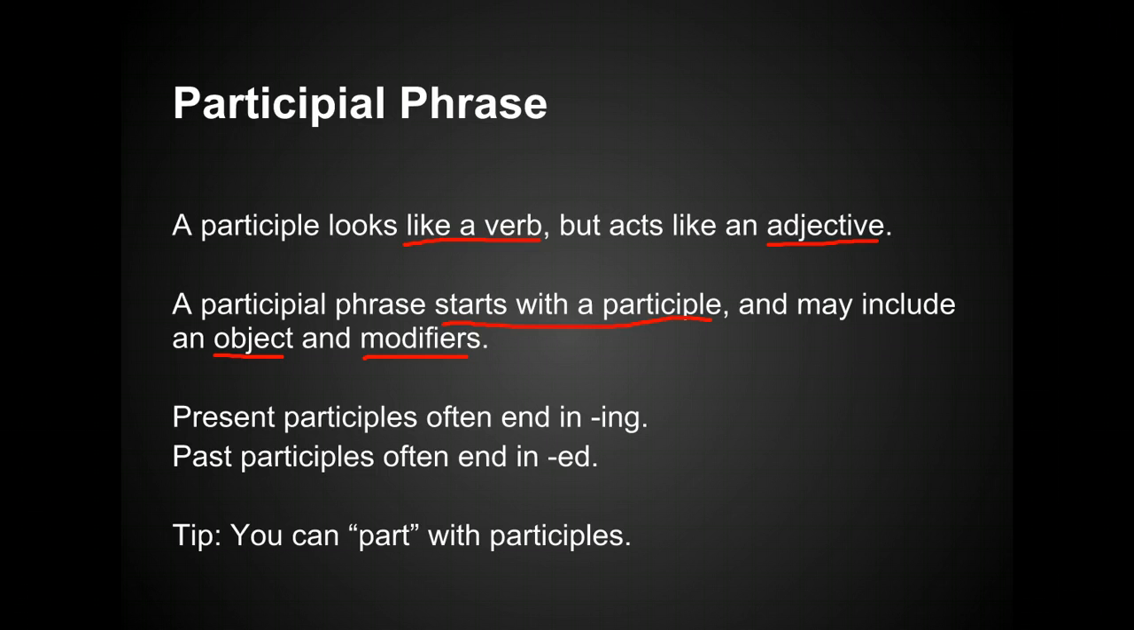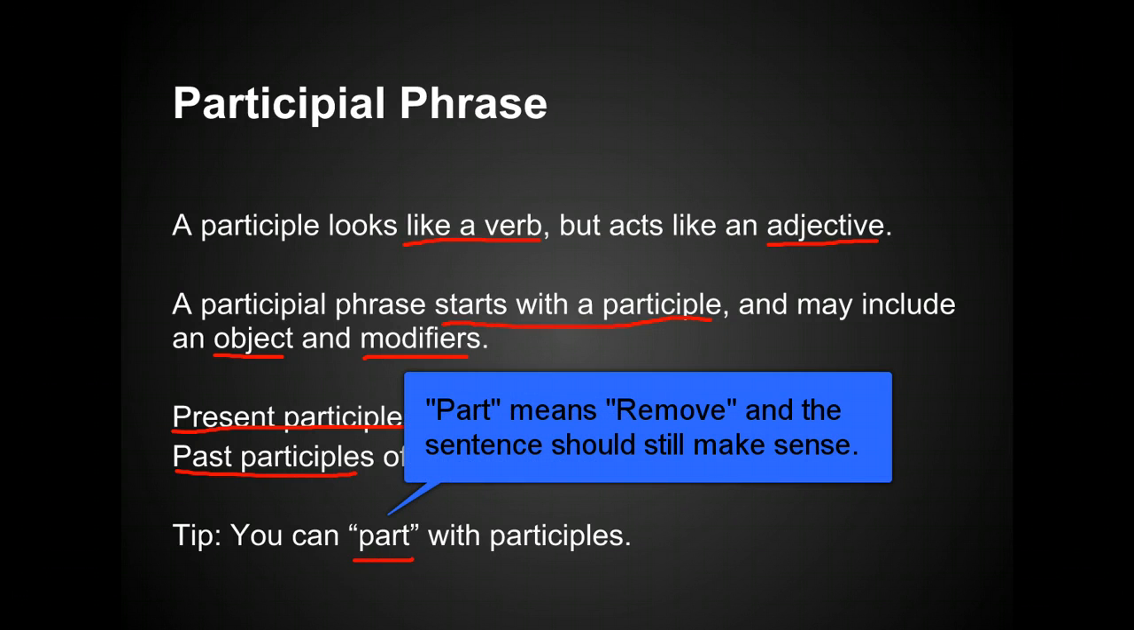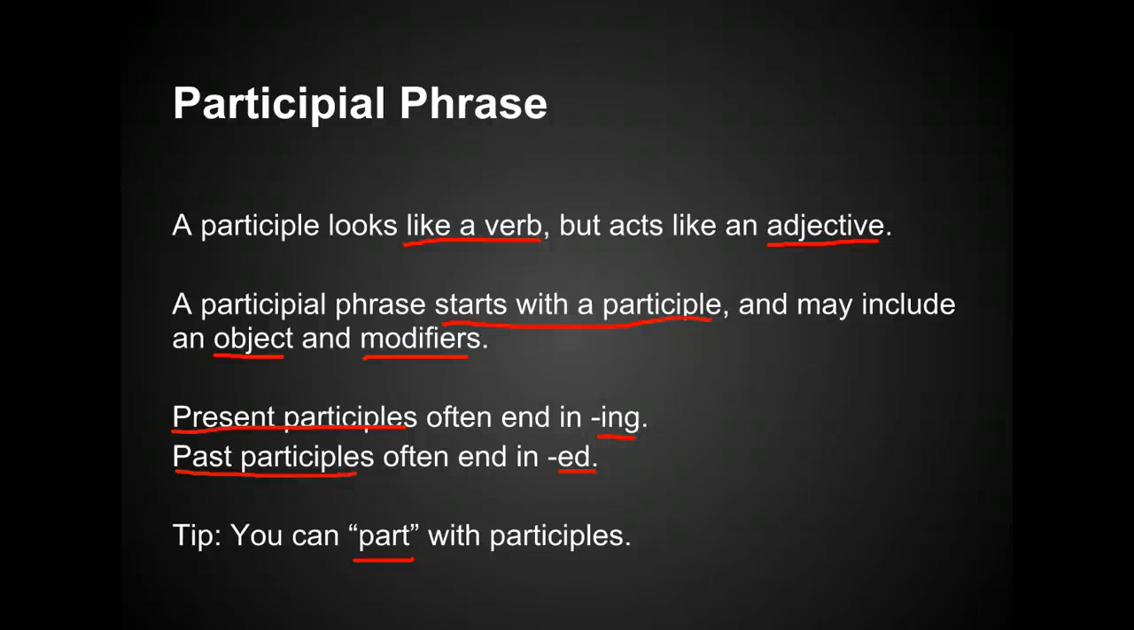Participles come in two forms. We have present participles, which often, but not always, end in ing, and we have past participles, which often, but not always, end in ed. Now, there is a tip with participles, and the tip is that you can part with participles. This just means that you can remove them from the sentence, and the sentence should still make sense. Now, that's not super important right now, but when we get to the end and you have to try to identify all the different phrases when they're all mixed together, this tip will become mighty useful.